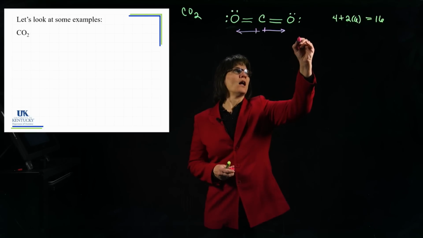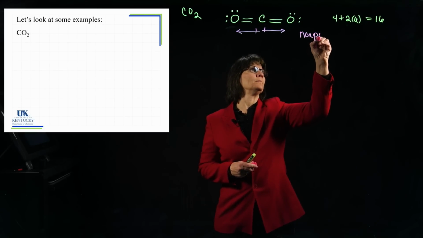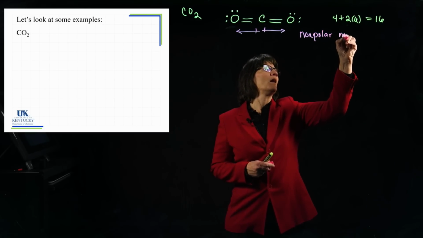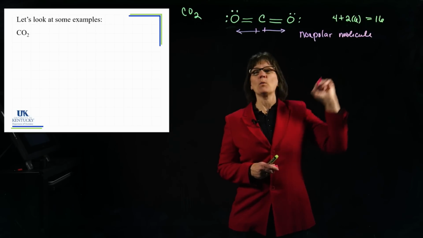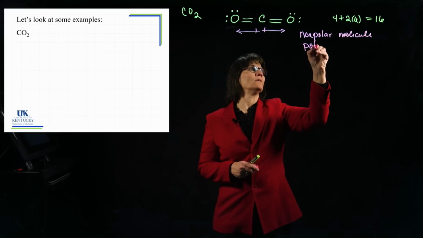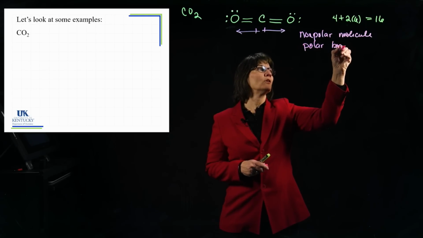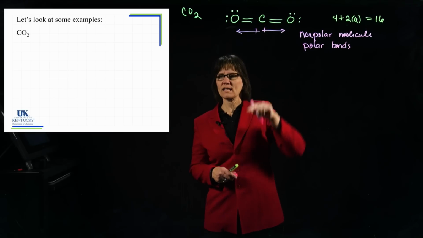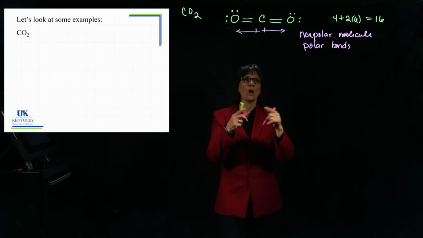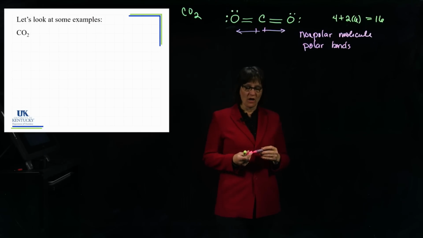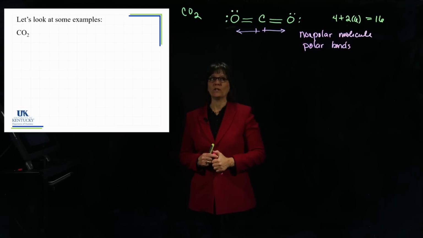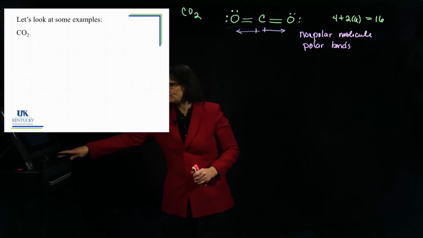So this would be a nonpolar molecule, but we would say it has polar bonds. So the bonds certainly are polar because the electronegativity differences occur there, but the molecule is nonpolar for the reason that those would cancel each other out.